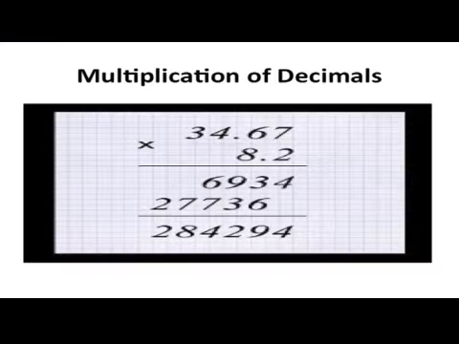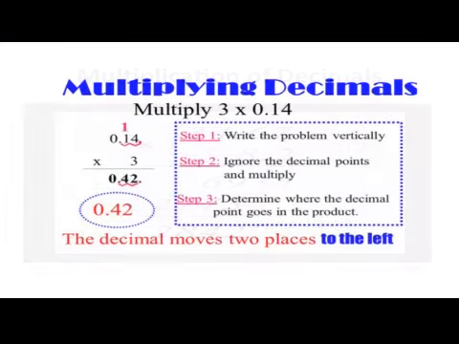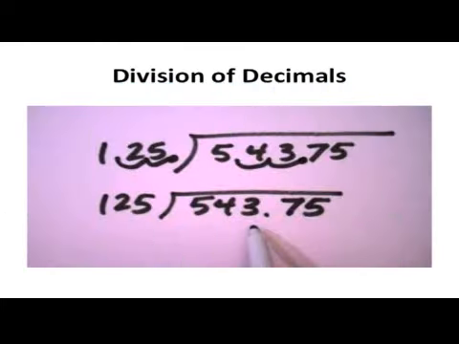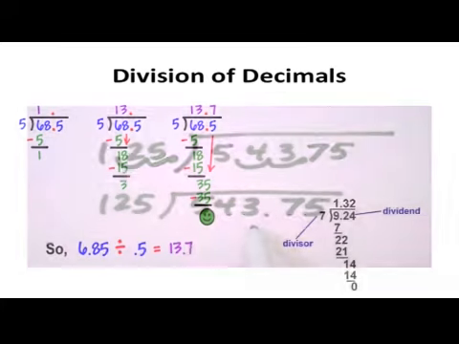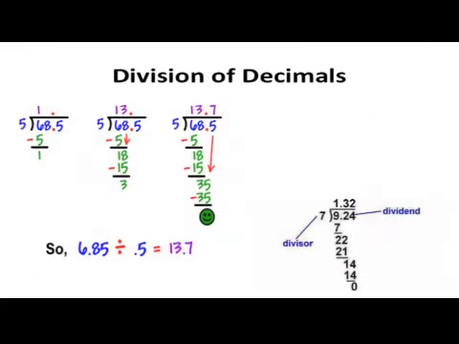Now coming to multiplication of two decimals. In the product, place the decimal point so that the number of decimal places in the product is equal to the sum of the decimal places in the given decimals. Now coming to division of decimals. Divide the dividend by the whole number and put the decimal point as given in the dividend.